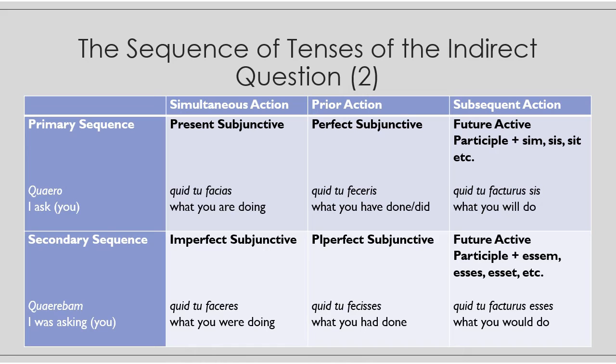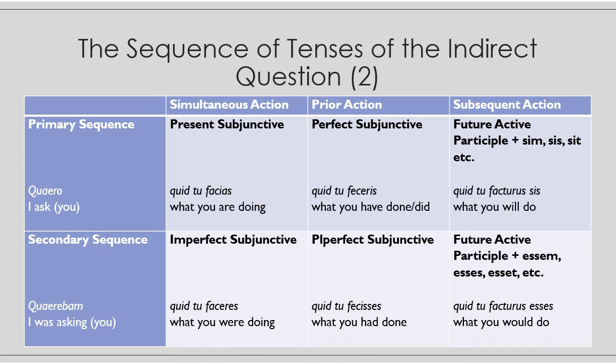If you have an action which is prior to a primary sequence verb, in Latin you will find the perfect subjunctive. So, quaero quid tu feceris. I ask you what you have done or what you did. It depends whether you intend this perfect subjunctive as a completed action or with a simple past aspect.